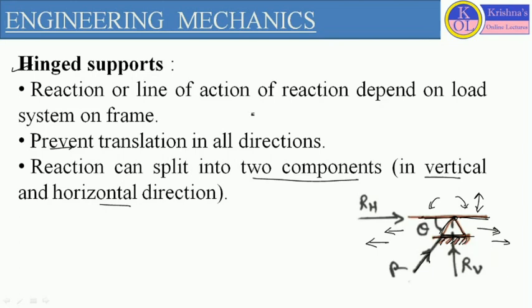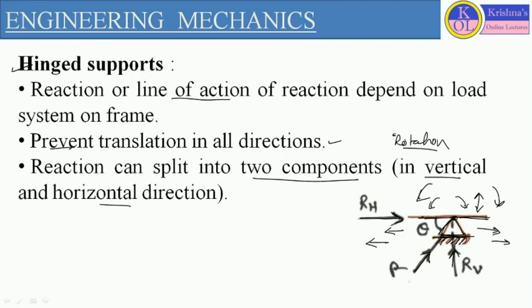So the first point is, it is preventing translation in all directions, but rotation can be possible in this direction or in this direction. And if rotation is also not possible, that is considered as a fixed support. So here rotation can be possible, but there is no translation in any direction, and the reaction is replaceable. So this support is replaceable, or we can replace this support by the reaction, and this reaction can split into two components. One is the vertical component and another is the horizontal component.